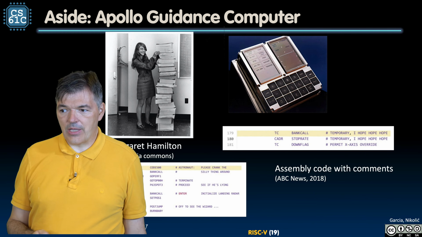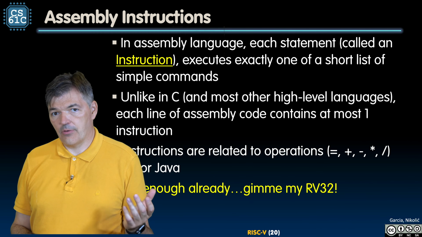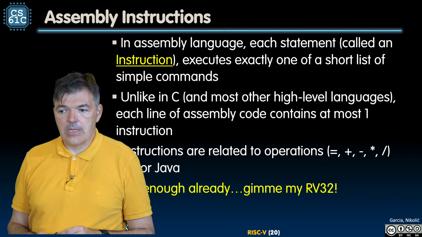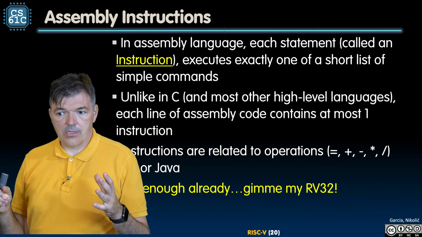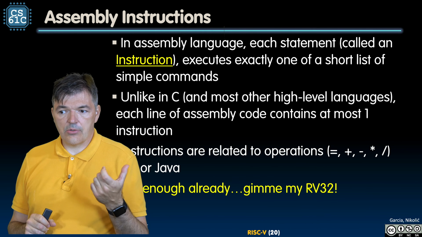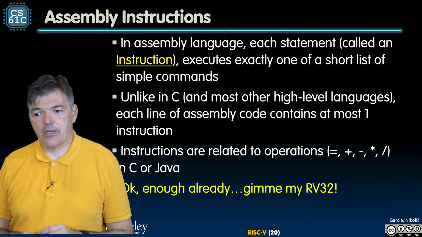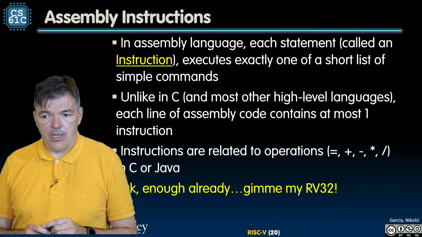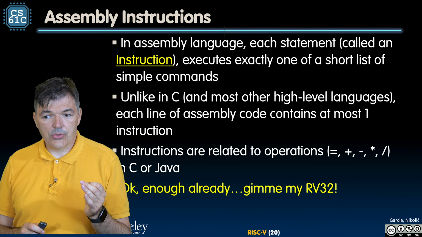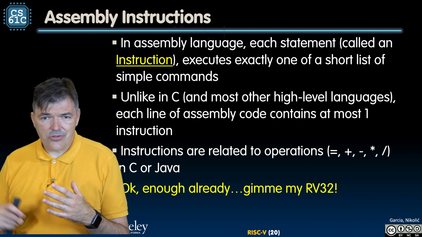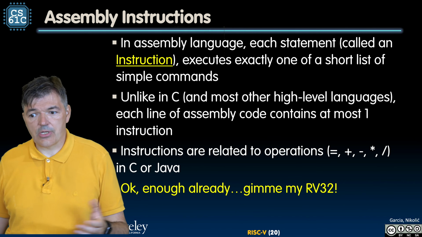All right, back to the assembly instructions to wrap it up for this short segment. In assembly language, each statement is called an instruction. It executes one of a short list of about 40-ish or so RISC-V instructions. Each line of assembly language contains at most one instruction. And these instructions can be viewed as additions or subtractions or logical operations.